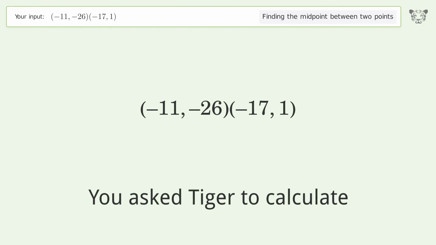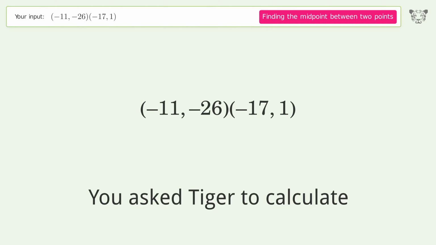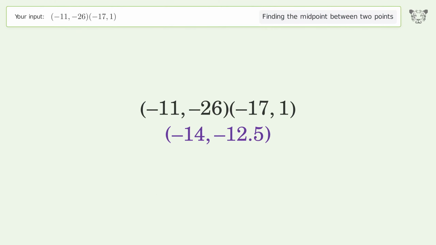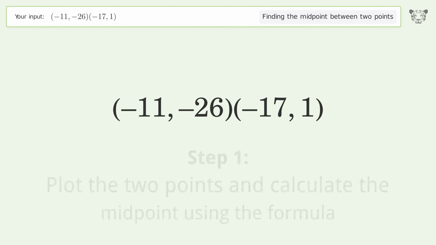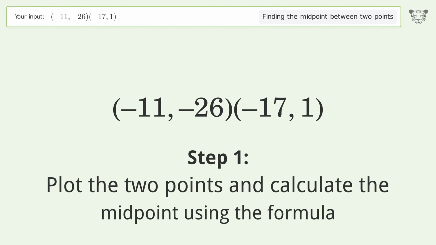You ask Tiger to calculate. This deals with finding the midpoint between 2 points. The midpoint between the 2 points is -14, -12.5. Let's solve it step by step. Plot the 2 points and calculate the midpoint using the formula.